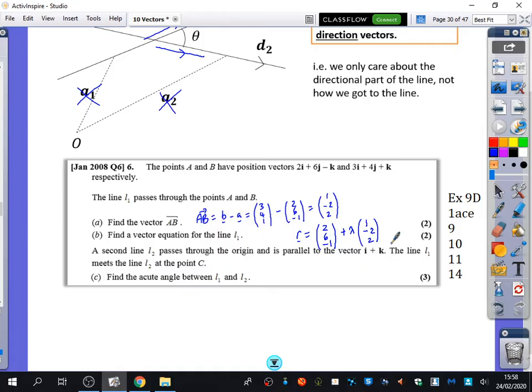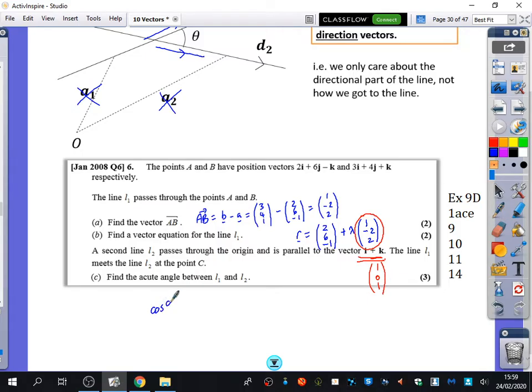It then says a second line, L2, passes through the origin and is parallel to the vector i plus k. The line L1 meets the line L2 at the point C. I've cut off the rest of the question that asks us to find the point C. All I've asked, though, is to find the angle between L1 and L2. So the things that I'm interested in are the direction of this line and the direction of the second line. The direction of the second line is what as a column vector? 1, 0, 1.